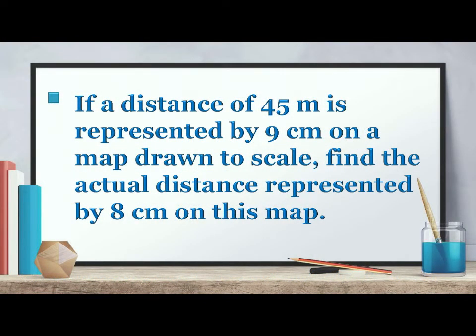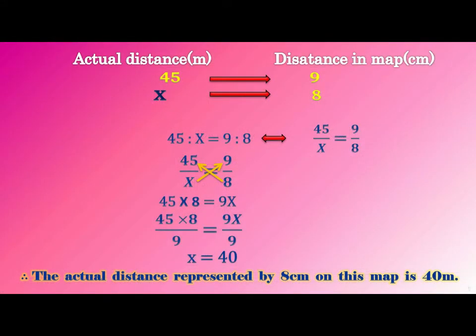The last example of this method. If a distance of 40 meters is represented by 9 centimeters on a map drawn to a scale, find the actual distance represented by 8 centimeters on this map. Here you can see the two different quantities are actual distance in meters and distance on the map in centimeters.